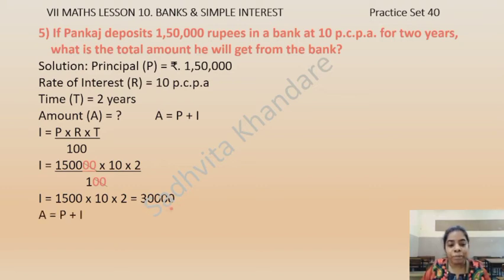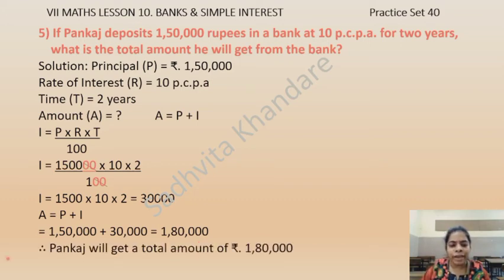A is equal to P plus I. Now we got the value of I, children. So this I we are going to add with the principal. This is the principal. P plus I will get the amount. 1,50,000 plus 30,000 is equal to 1,80,000. So we got our answer.